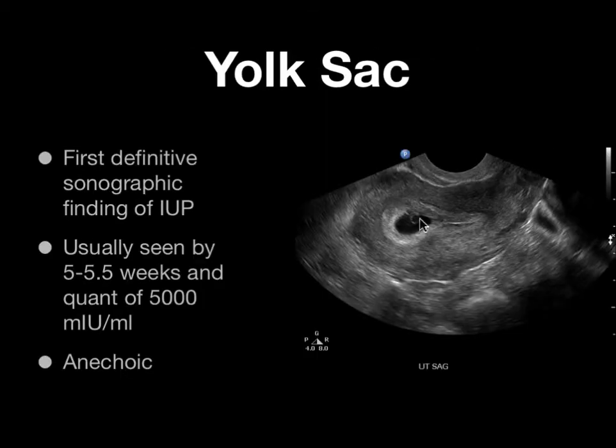Yolk sac, which you see here, it looks like a little Cheerio within the gestational sac, is the first definitive sonographic finding of an IUP. You're usually going to see this at about 5 to 5.5 weeks menstrual age and at about a quant of 5,000. It should have an echogenic ring and an anechoic center, and its inner wall to inner wall diameter should be less than about 5.6 millimeters.